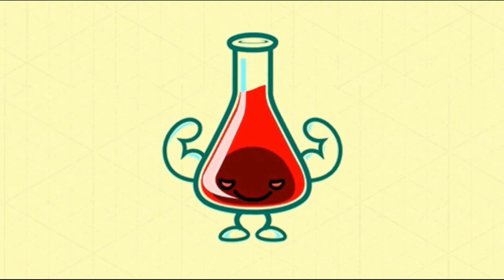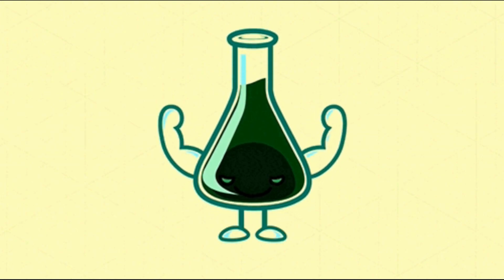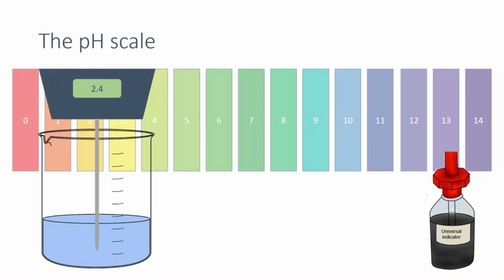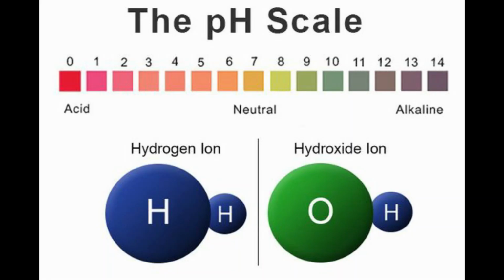Now let's talk about how strong acids and bases are. To indicate this, we make use of a universal indicator. This universal indicator is a scale for measuring the H+ ion concentration in a solution, called the pH scale. Here P stands for Potenz, which is a German word for power. Therefore, pH indicates how powerful the H+ ion concentration is in the solution.